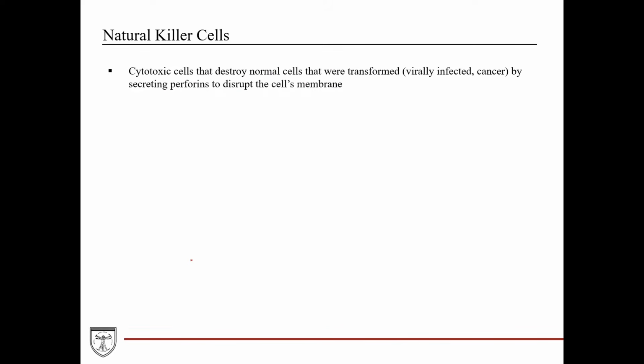Natural killer cells, there's not a whole lot you need to know about this. Again, you're not going to be able to distinguish them on histology. Just know that they are cytotoxic immune cells, so they're similar to CD8 positive T cells. They destroy normal cells that were transformed. So again, like cells that were infected by viruses or have cancer. And they do this by secreting porphyrins to disrupt the cell's membrane.